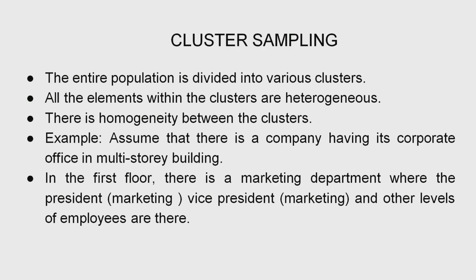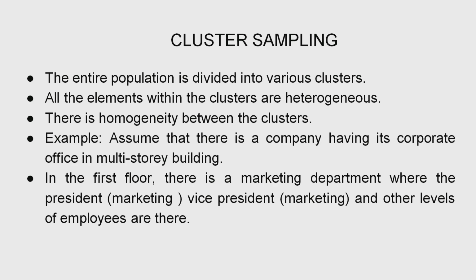The entire population is divided into various clusters. All the elements within the clusters are heterogeneous, but there is homogeneity between the clusters. Let me explain it with an example here. Assume that there is a company having its corporate office in a multi-story building. Multi-story building means there will be many floors in the building.